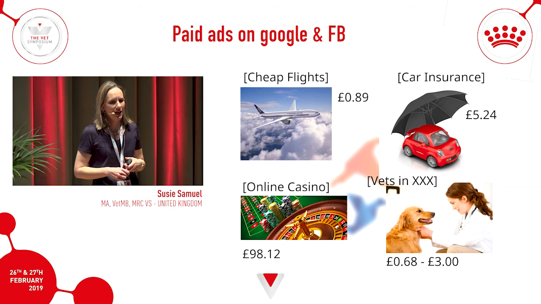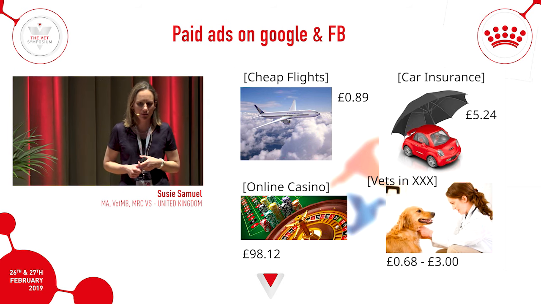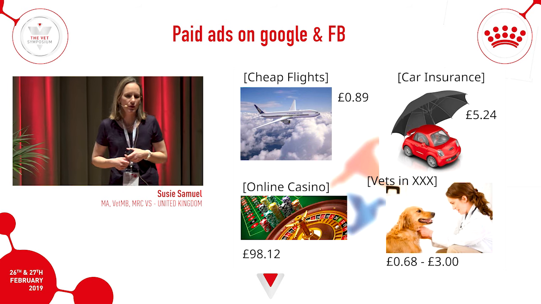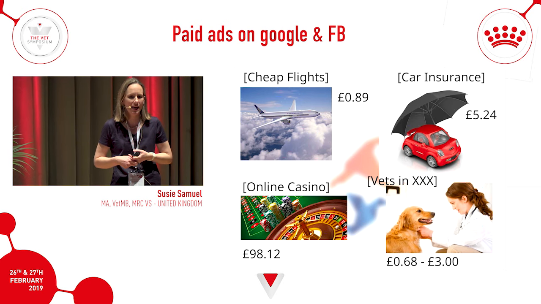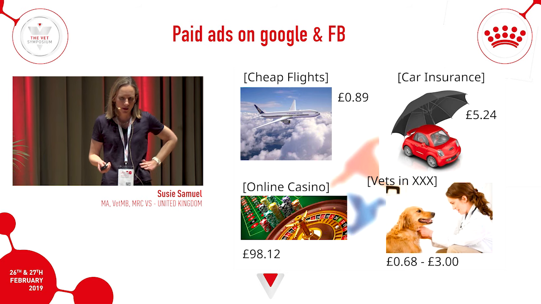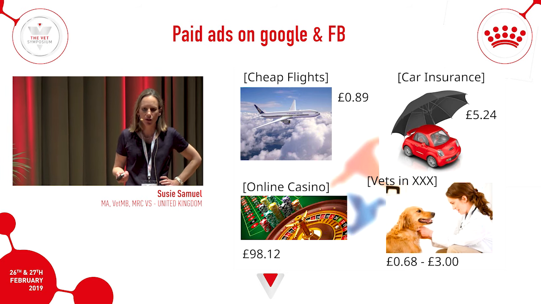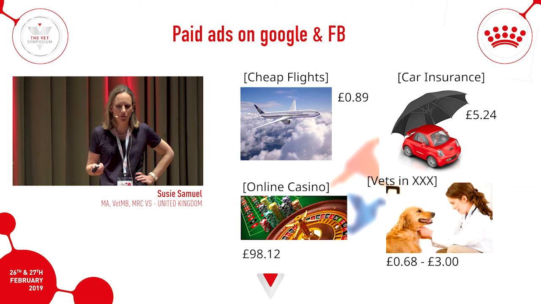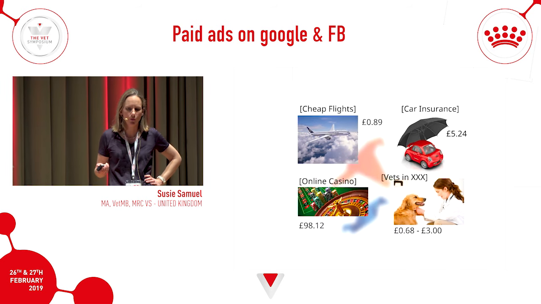The cost varies enormously. I've just given you a bit of a flavour of the cost per click, so the amount you pay if somebody clicks on your Google ad. For a vet practice in the UK, we generally would pay between about 50p and about £3, depending on where they are.